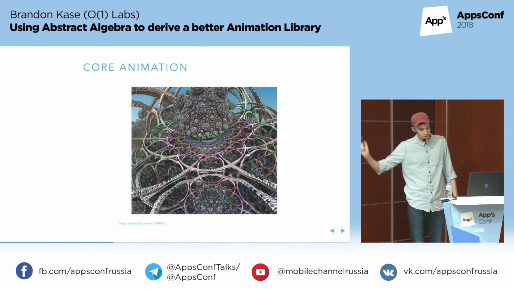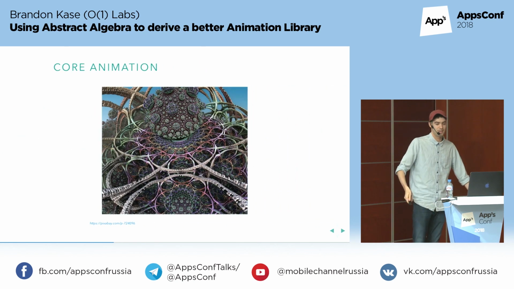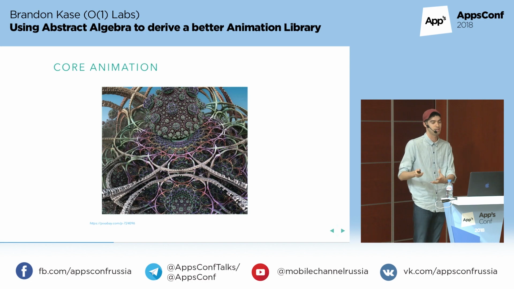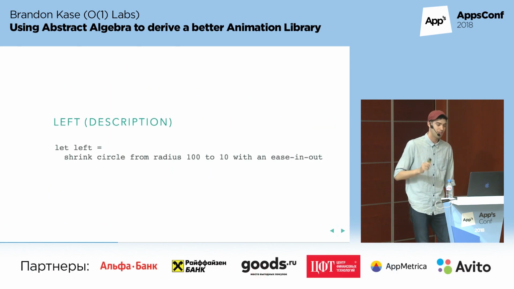So there's this other thing. There's Core Animation. This is the advanced thing from Apple. There's this implied trade-off between power and easiness. So this is the powerful thing. Let's do it again. Let's try the thing on the left. We want to shrink a circle from 100 to 10 with an ease-in-out curve.